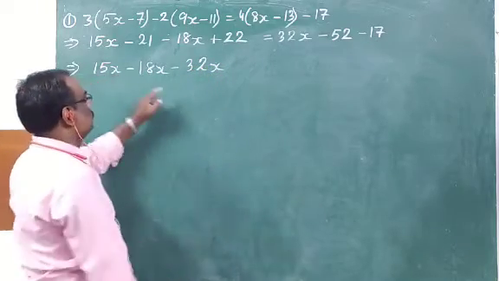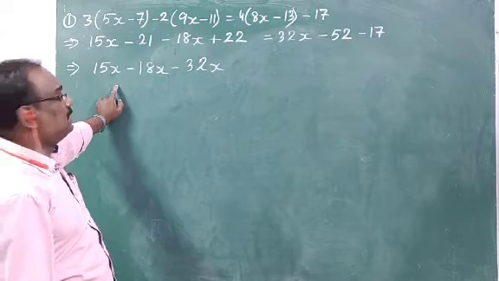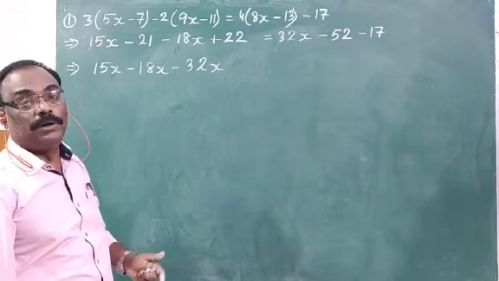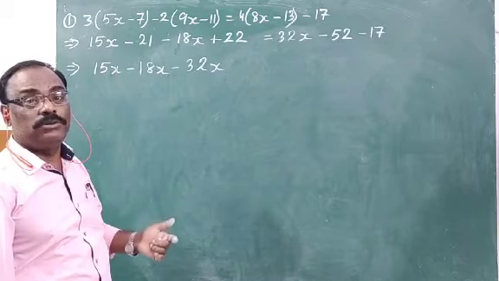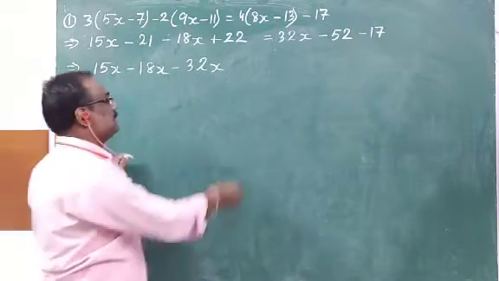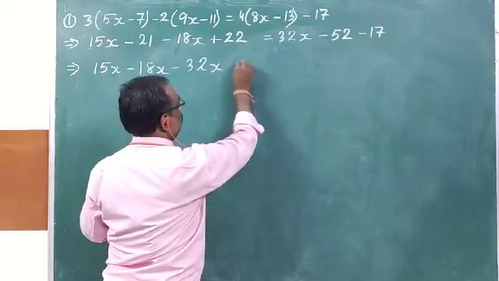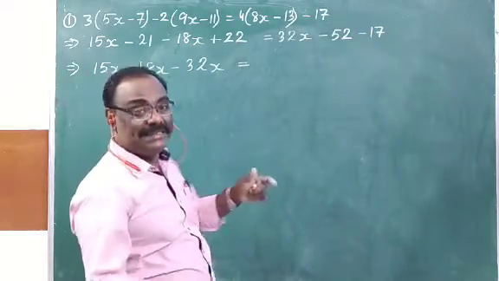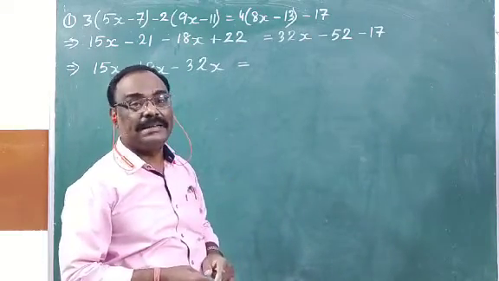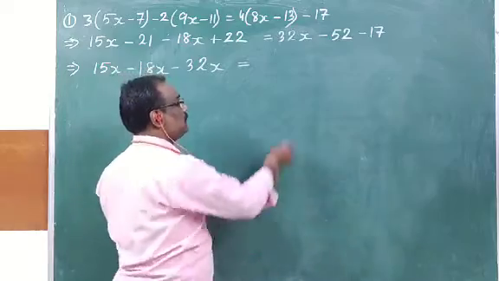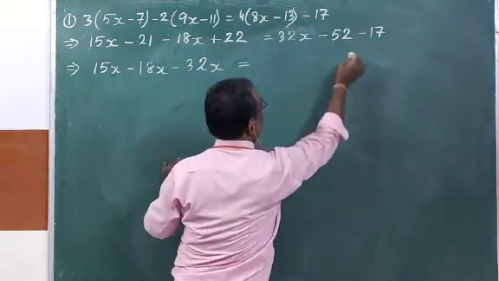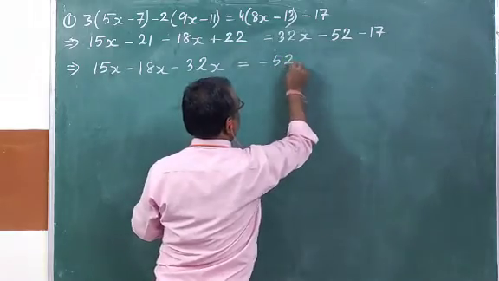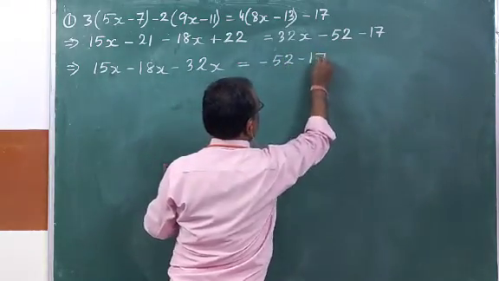So all the x terms I have brought towards the left hand side. Now I will bring all the constant numbers, or the numbers without the variables, towards the right hand side. For your benefit, whatever is already given on the right hand side, let us write that first. So minus 52 minus 17 is given. So first we will write minus 52 minus 17.